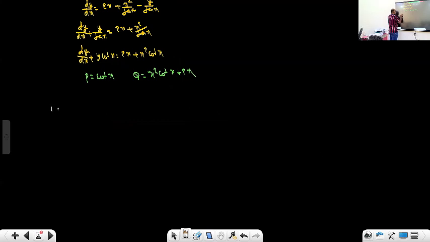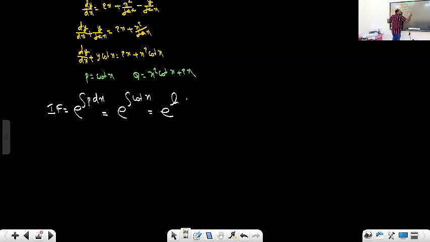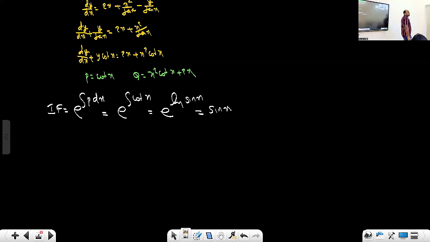IF equal to e raised to integral P dx, integral cot x dx, e raised to log sin x. So sin x is the integrating factor. Now y into IF.